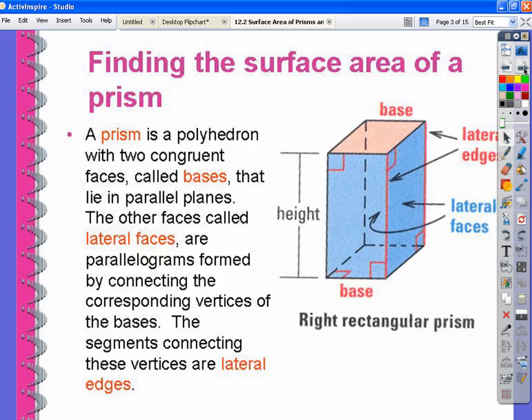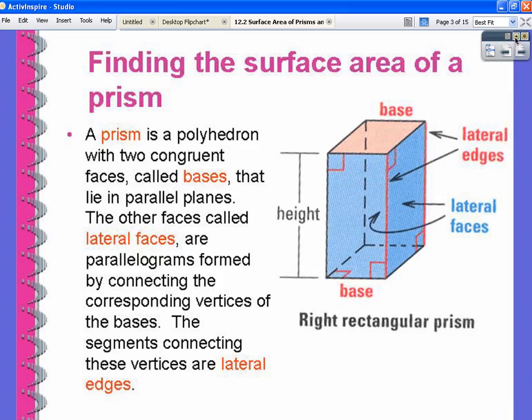The other faces, other than the bases in a prism, are called the lateral faces. Lateral just means side. That's all it means. So I've got the bases on the top and the bottom, and I've got the lateral sides around the middle. The edges, we could say, these we could call base edges, because they're the edges of the base, right? But the edges around the side of this thing we'd call the lateral edges, the joints between the lateral faces. Does that make sense?